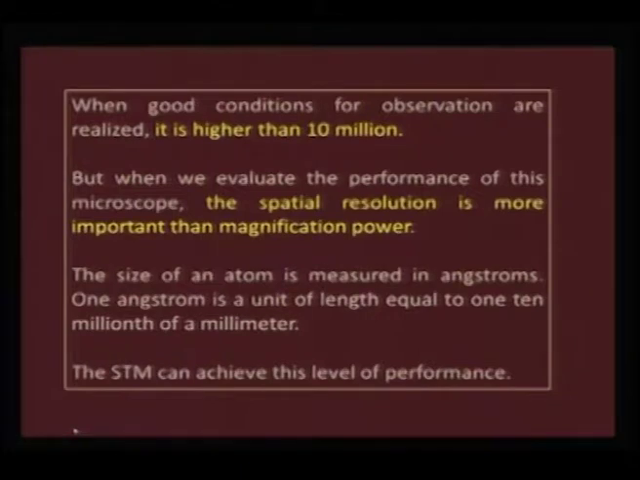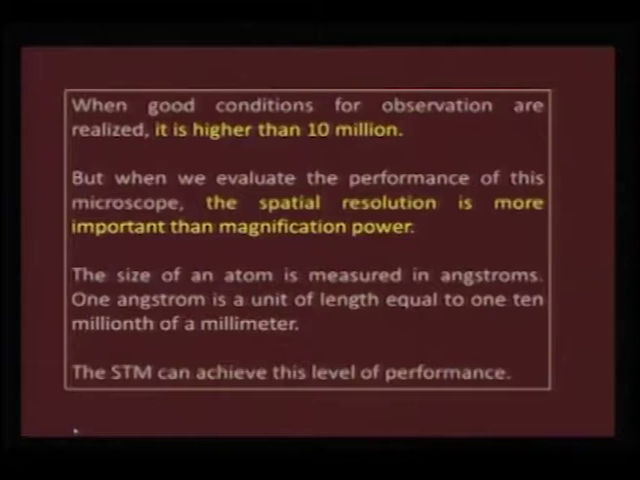When good conditions for observation are realized, the magnification that you can achieve is of the order of 10 million times. So, when you talk about 10 million times, you are talking about looking at an atom through this probing technique. This is one of the richest pieces of information that anyone can get out of the scanning tunneling microscope. The order of magnification you can achieve is of atomic level dimension, which is about 10 million times.